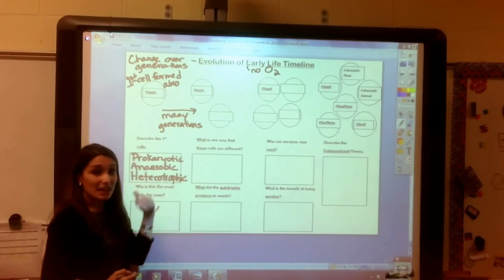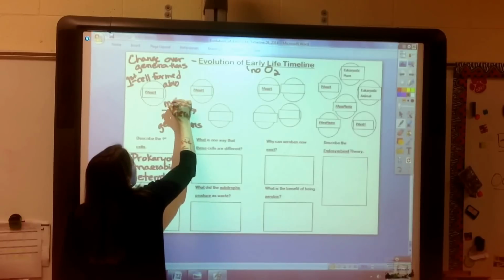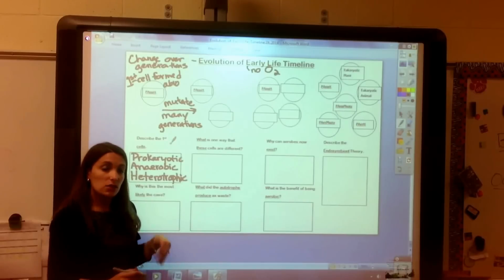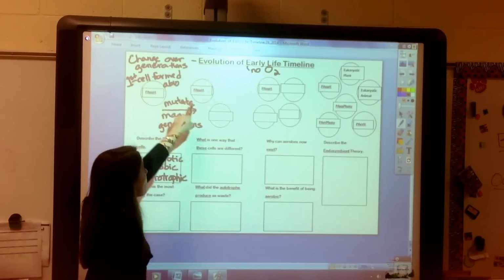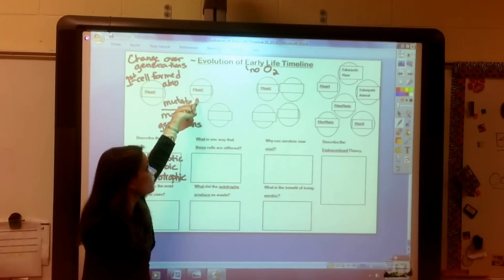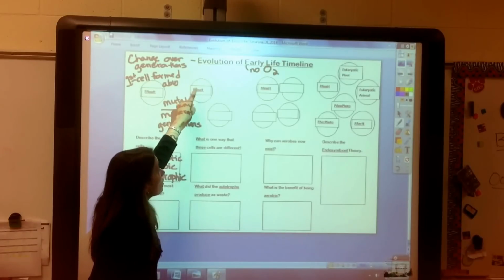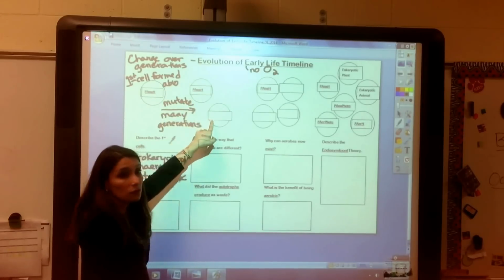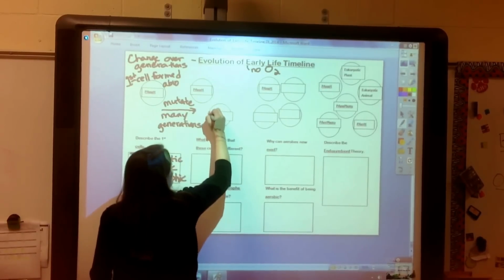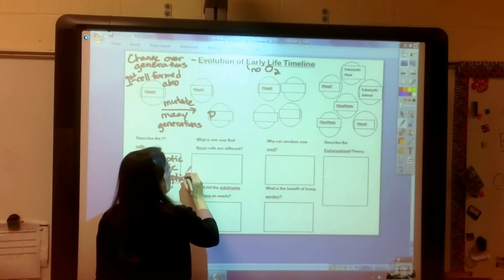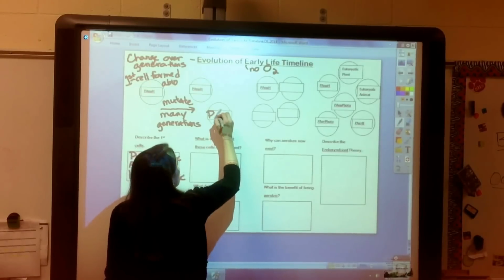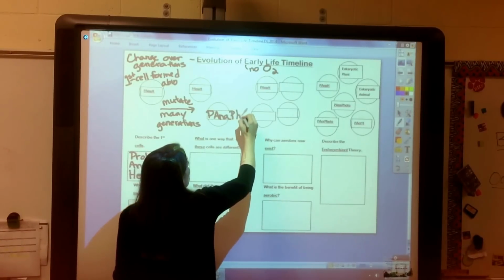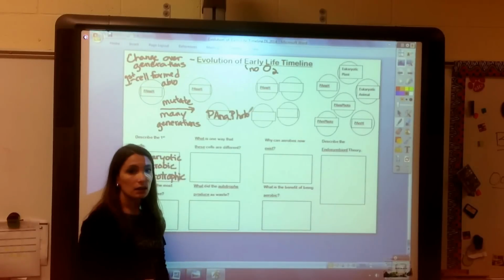And over many generations, we see mutations, mutate. And so as those cells reproduce, some of them will be pretty similar. Some of them will still be prokaryotic, anaerobic, and heterotrophic. But some of them might have mutated, and those are still prokaryotic, so a P. They're still anaerobic, but we can write that they're photosynthetic.